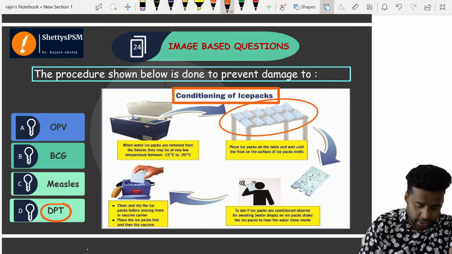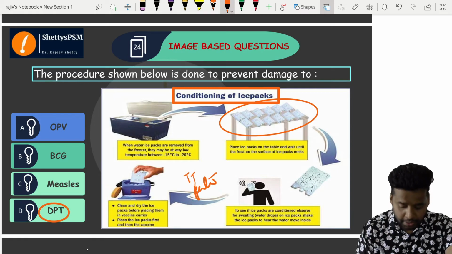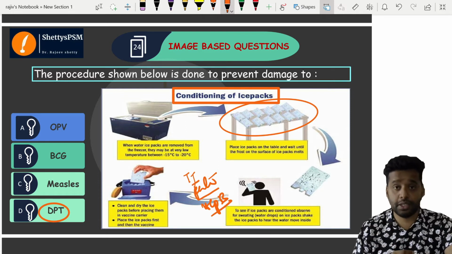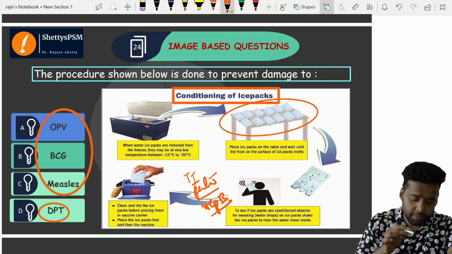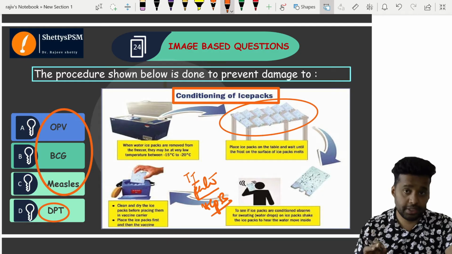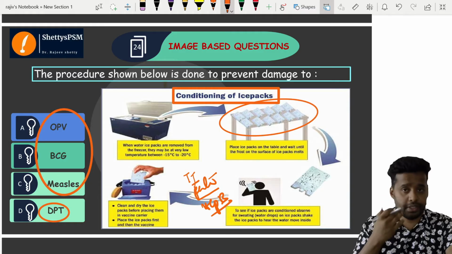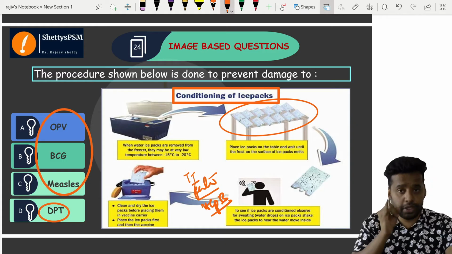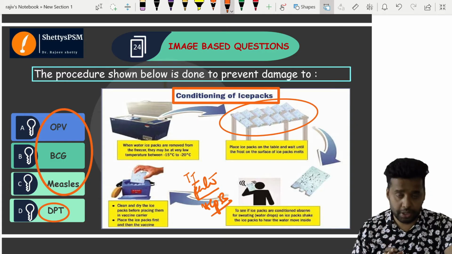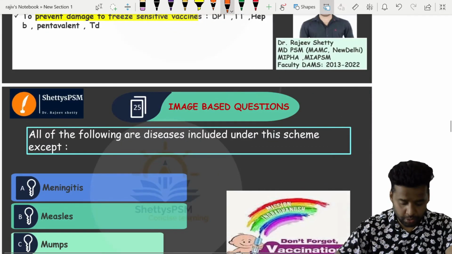Answer is DPT. T series like DPT, TT, Penta, Hepatitis B. These are important freeze sensitive vaccines. OPV, BCG and measles, these are not freeze sensitive. These are heat sensitive. Remember the words. These are already lyophilized, freeze dried, like BCG, measles. OPV is also not freeze sensitive. Repeat, freeze sensitive: DPT, TT, Penta, Hepatitis B. Not freeze sensitive: BCG, measles and oral polio vaccine.